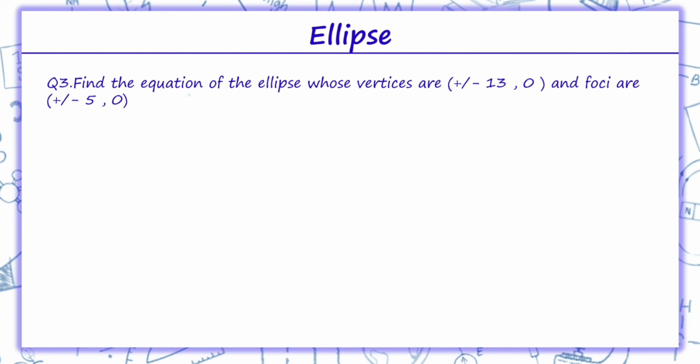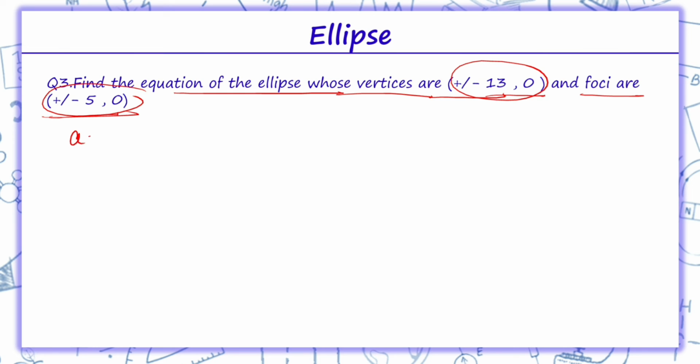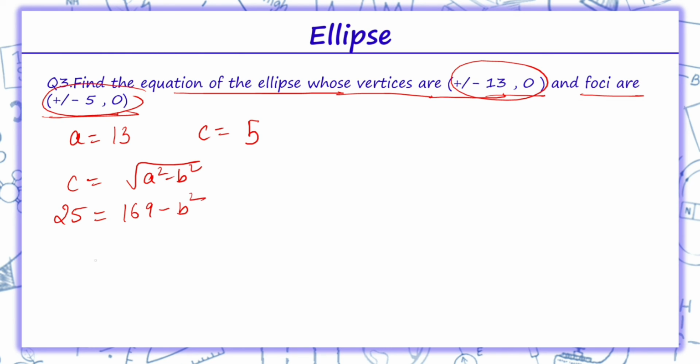Next question, we have to find the equation of an ellipse whose vertices are plus minus 13, 0 and foci are plus minus 5, 0. So, these vertices and foci clearly indicate that the major axis is lying on the x axis. So, the value of a is 13 and the value of c is 5. So, c is equal to square root of a square minus b square. Thus, substituting values over here, c square will be 25, 169 minus b square. Thus, the value of b will be 12.